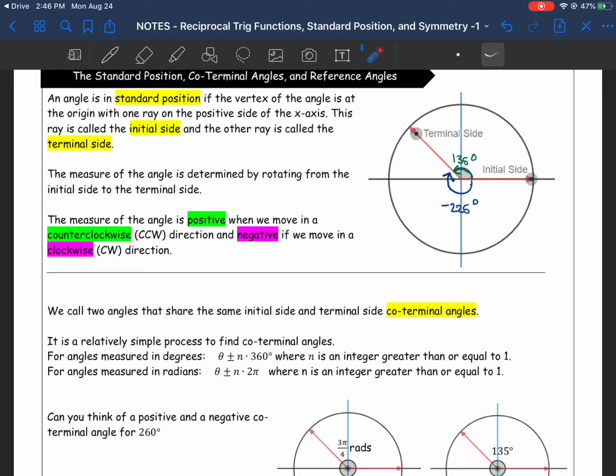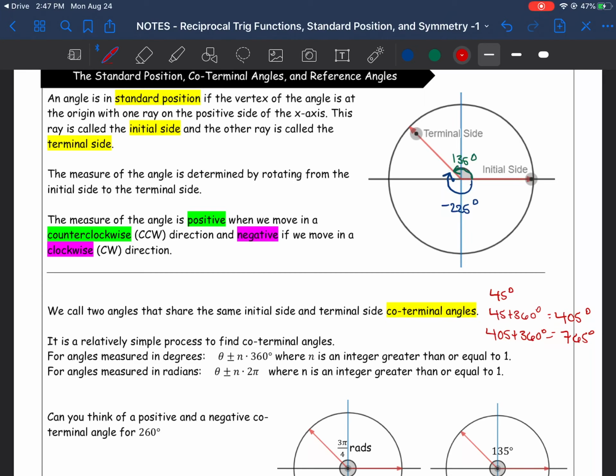So to give you an example, let's say that we had 45 degrees. So if I added 360 degrees to that, so 45 degrees plus 360 degrees, that would give us 405 degrees. That 405 degrees is a coterminal angle to 45 degrees. And if I took that 405 degrees and added another 360 degrees to it, I would get 765 degrees. And that 765 degrees would also be coterminal to 45 degrees. So every time we add 360 degrees or a multiple of 360 degrees, we would have a coterminal angle.